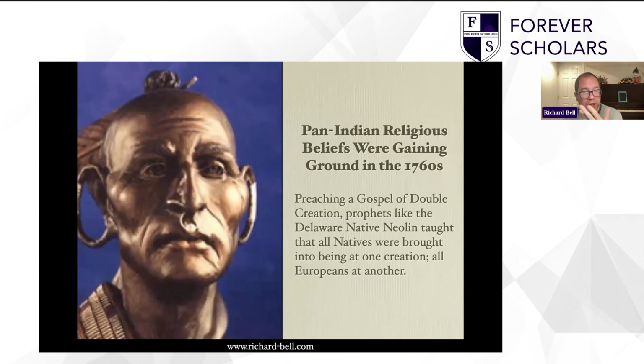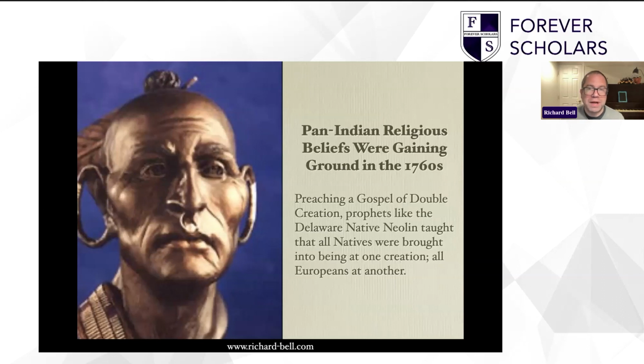Neolin, this religious leader, was especially insistent that on no account should natives cede any more land to Europeans, nor should they drink any European alcohol offered to them, in case drunkenness caused them to sign away their remaining territory.